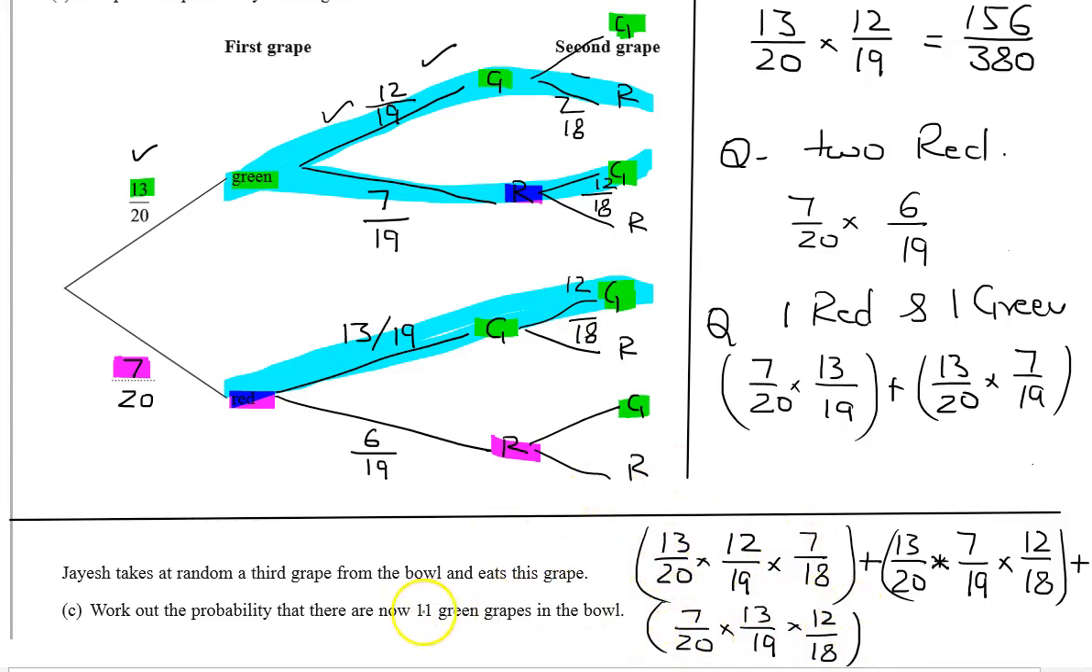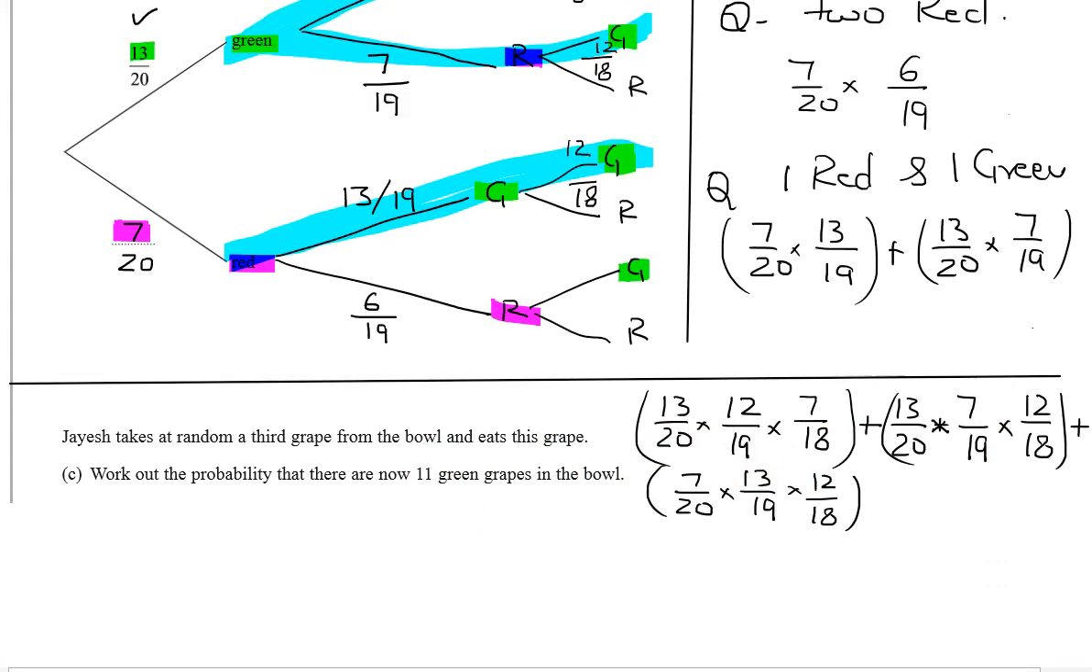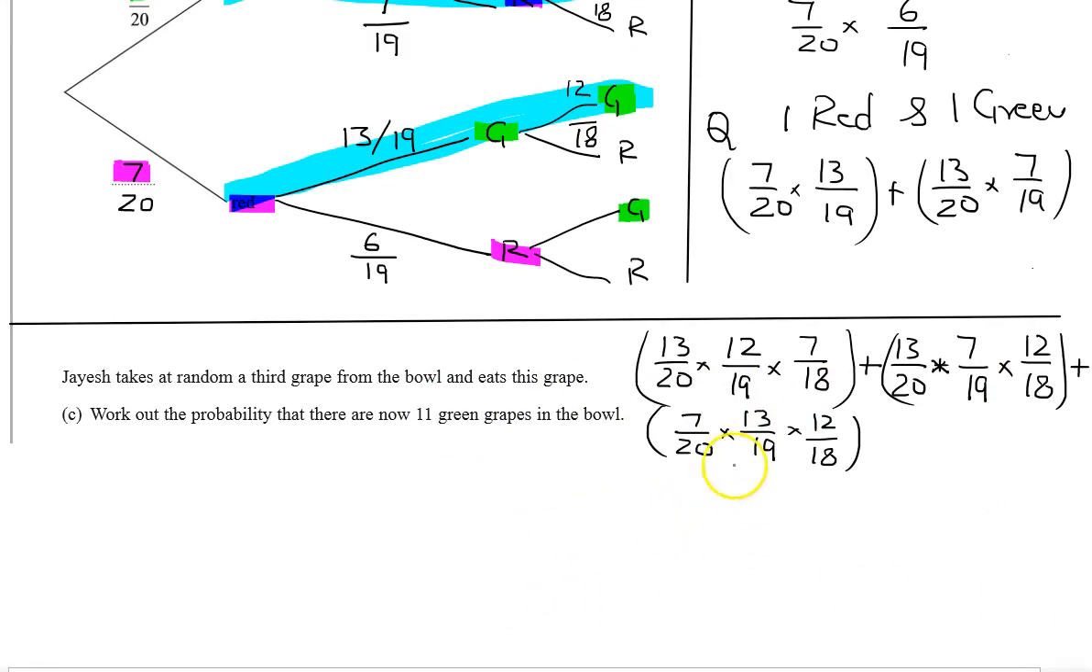So this is the probability that there are 11 green grapes in the bowl. Now if we see it, this is 12, 13, 7, 12, 13, 7, 12, 13 and 7, and the denominator is same, so we can write this as 3 multiply 13 multiply 12 multiply 7 over 20 multiply 19 multiply 18.